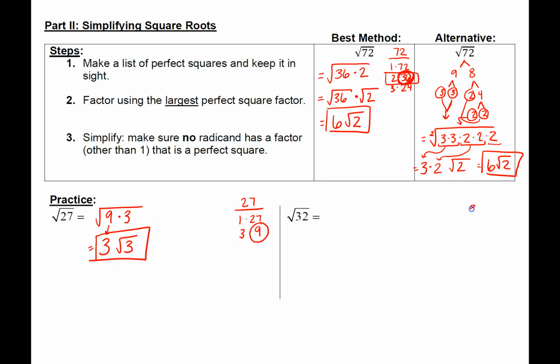Let's look at 32. If I make my list of factors, I've got 1 times 32. 2 goes into 32 16 times, and I'm going to stop right there again because 16 is a perfect number. I can rewrite the square root of 32 as the square root of 16 times 2. The square root of 16 is 4, and the square root of 2 stays as it is because it doesn't have a pair to come out, and that's my final answer, 4 times the square root of 2.